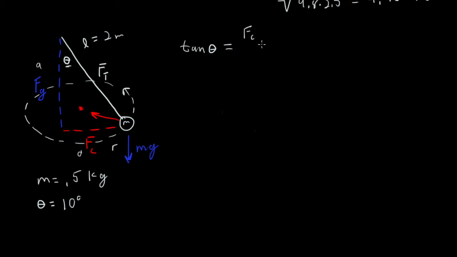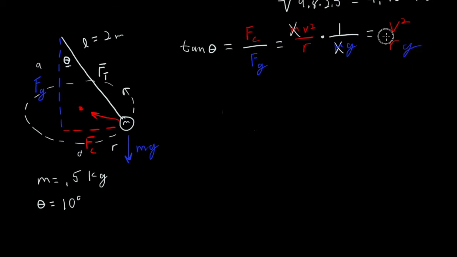Let's use our colors for this. Centripetal force divided by my gravitational force. And so then we could just write that all out. Centripetal force is going to be mv squared over r. And we can make that times 1 over mg. Now our m's cancel out. Convenient as usual. And we're left with v squared over rg. And that's going to all equal tan theta.